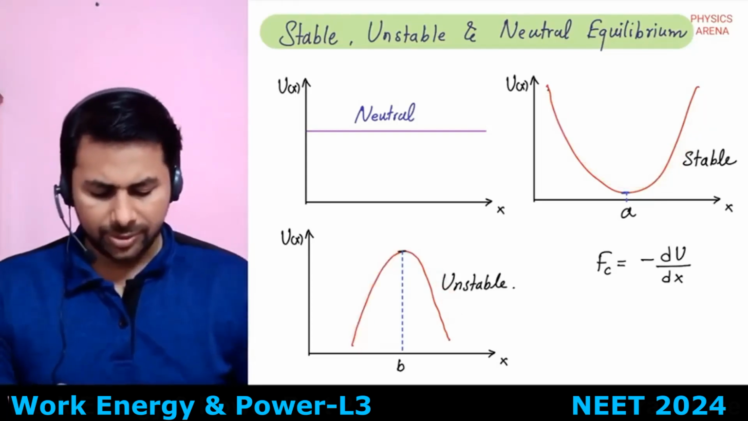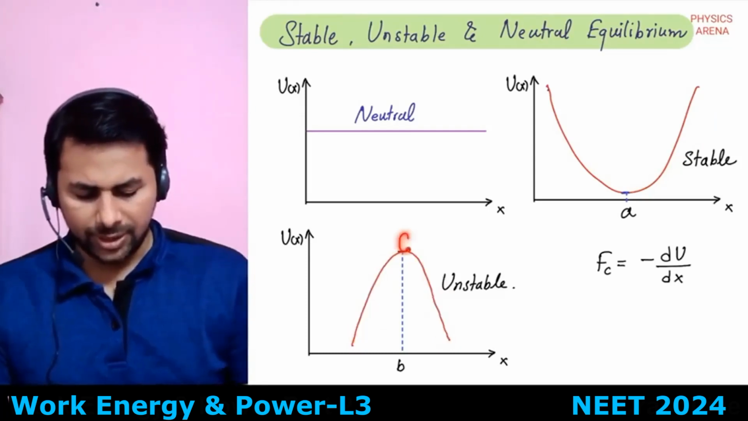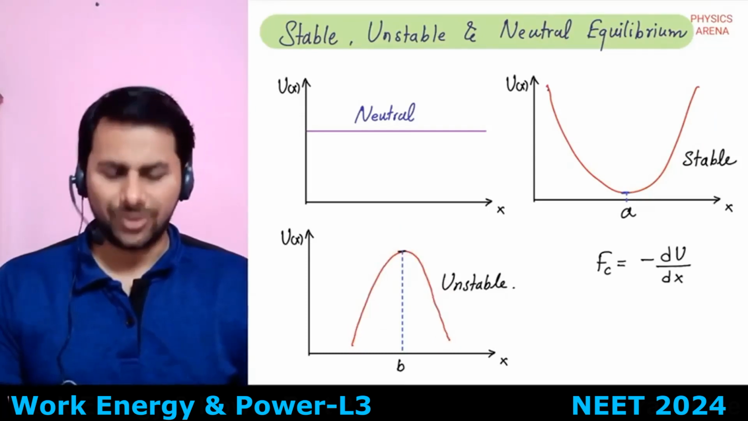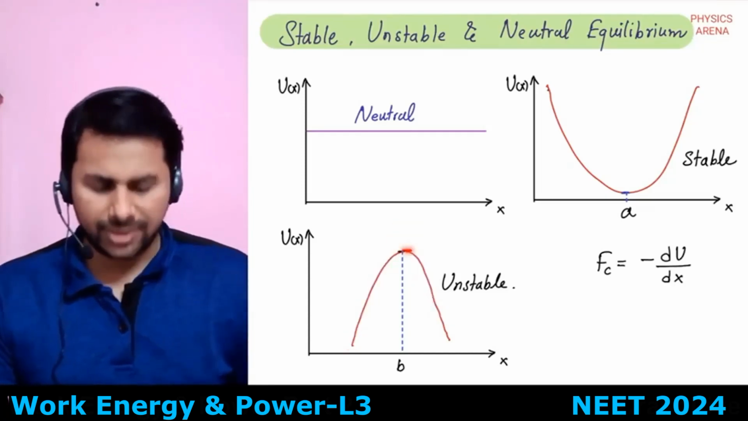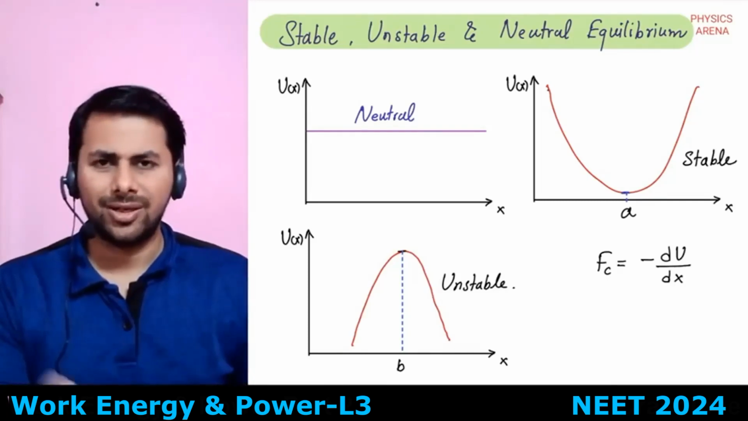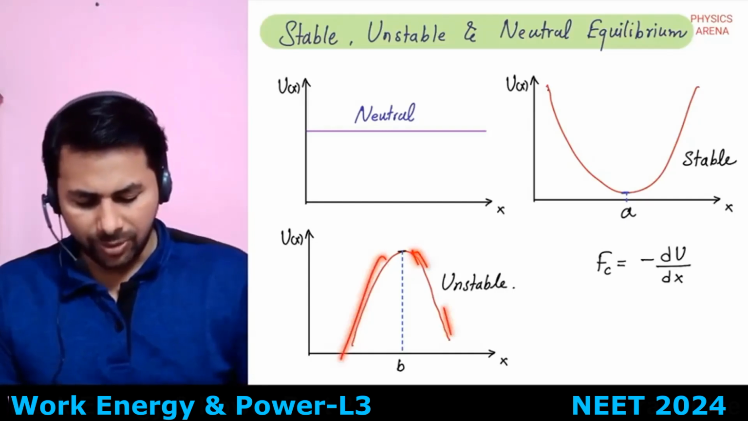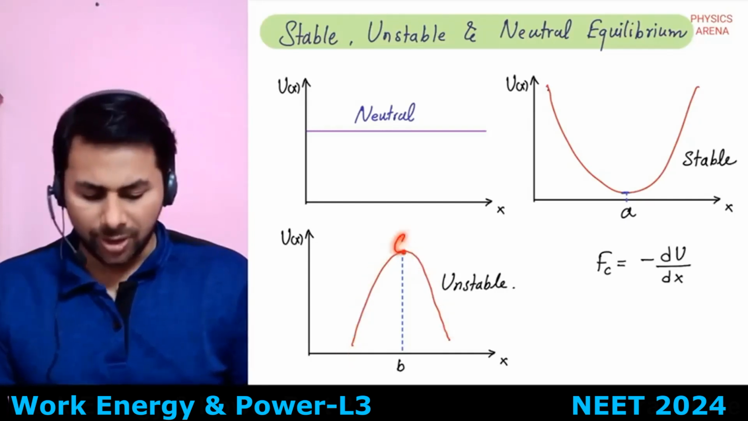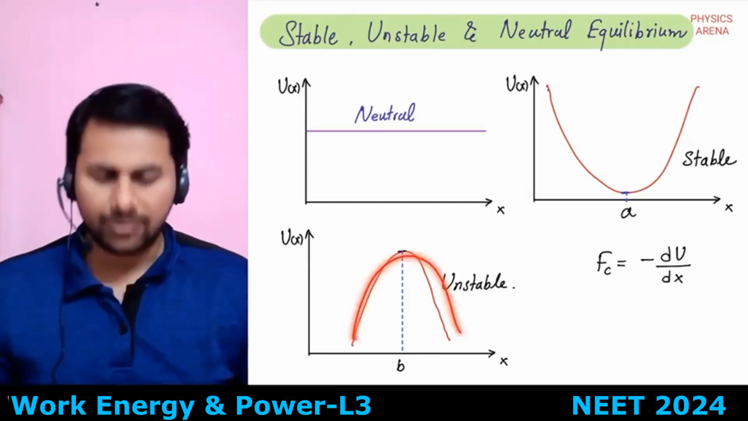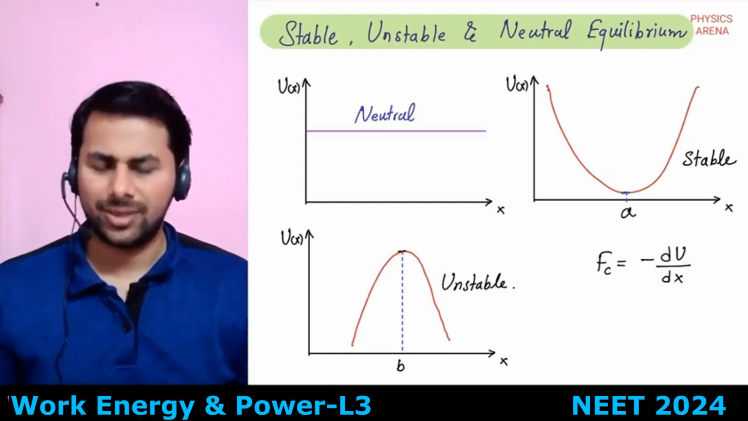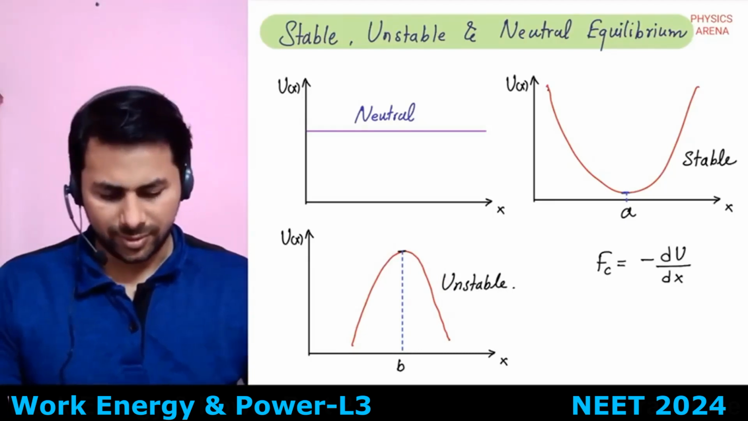And for unstable equilibrium, just think of a hill like this, and suppose there is a ball over here. Think of a surface like this. Suppose there is a ball here and you displace it a little bit. What will happen? Towards left or towards right? The gravitational force is acting downwards, which will pull it down, and the ball will never come back to this position. So this is unstable equilibrium. Is it clear or is there any question? Okay, good.